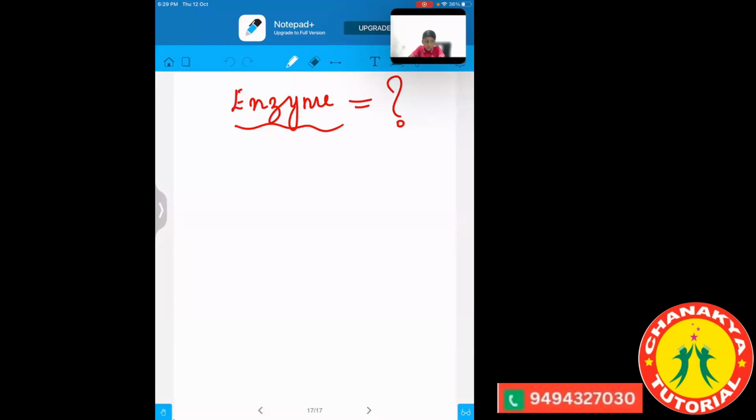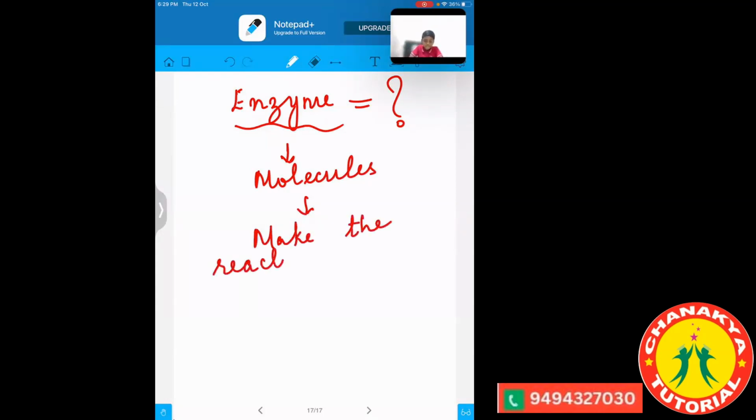No. Actually, not only the mouth has this enzyme, our different organs have different types of enzymes. First of all, I'll tell you what enzymes are so that you know how and where they work. Enzymes are basically molecules. They are added to make the reaction fast. So whatever reactions are happening in our body, with the help of these enzymes, they occur at a faster rate.